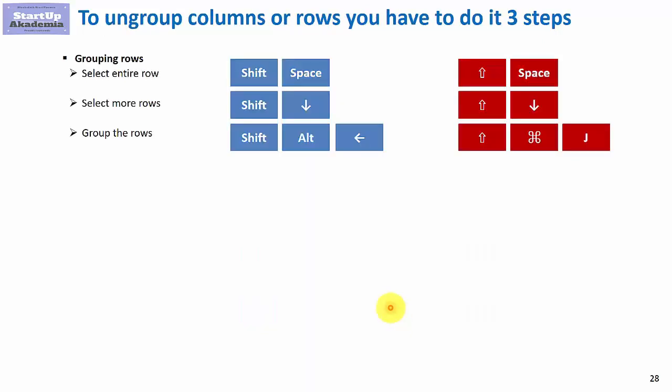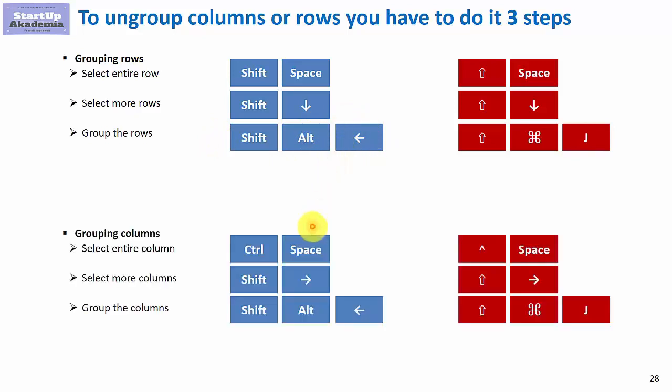In the case of ungrouping, we have the steps almost the same as in the case of grouping. The only difference is that instead of having the arrow to the right in the last step, we have the left arrow here. And the same goes for columns. So exactly the same steps as we had for grouping, and the only difference is that we have the left arrow and not the right arrow.